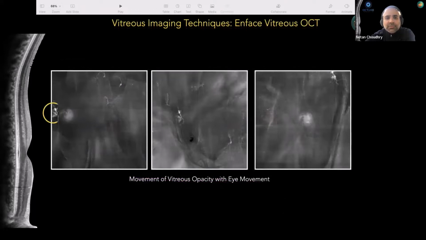Here's another example of the actual opacity moving as the patient moves their eye. And this is a vitreous OCT, and you can see the opacity that the patient was experiencing. They drew this exact amorphous little focal area out to me and I was able to correlate it with the vitreous OCT.